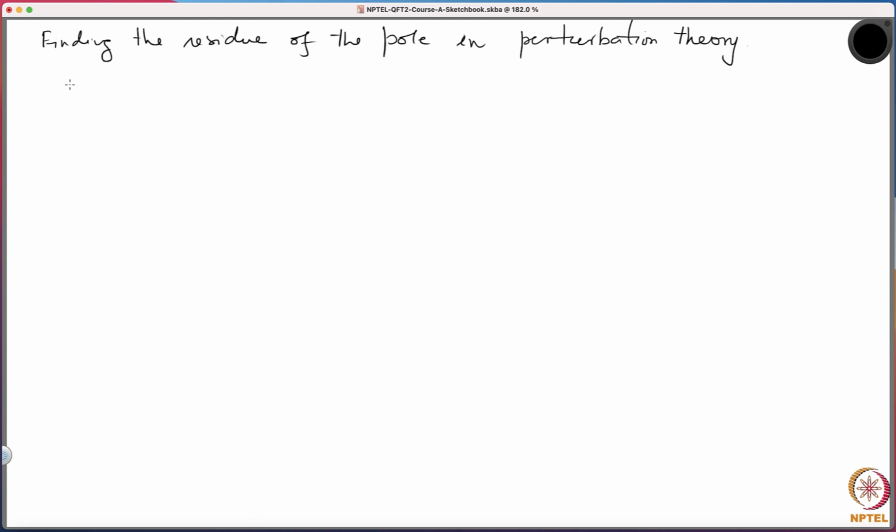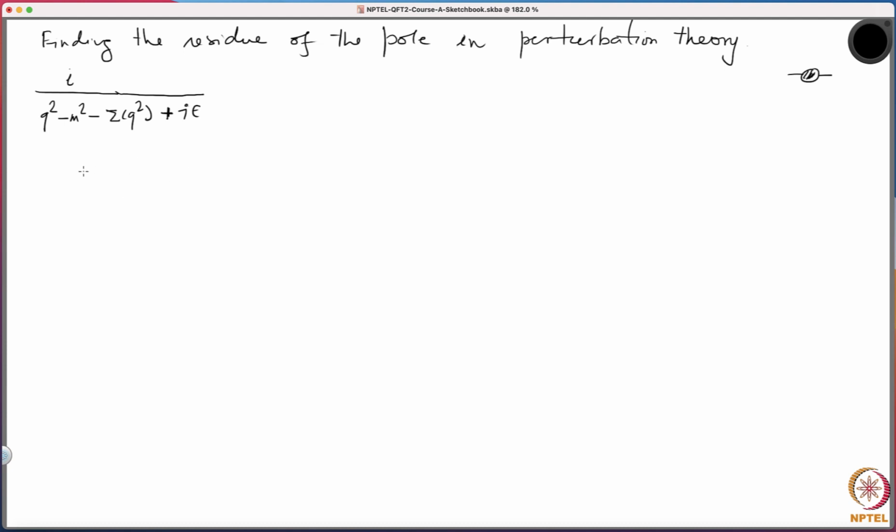Okay, so what do we have? This is the propagator or the 2-point function. Remember, this is also called the propagator in an interacting theory. So what's the residue?